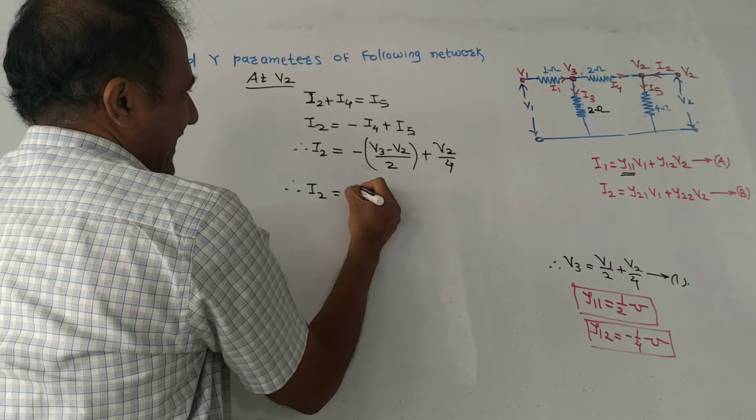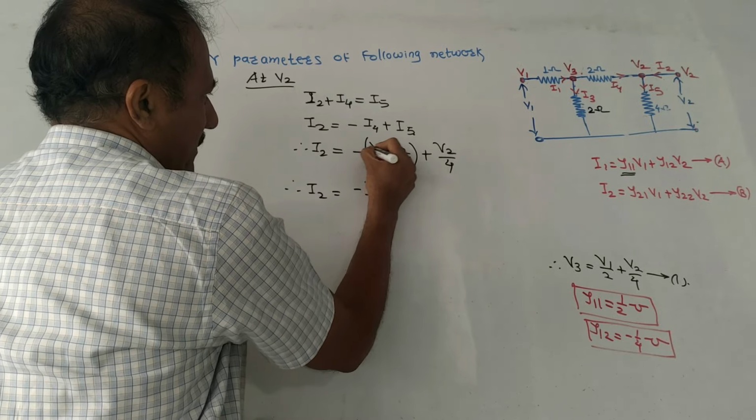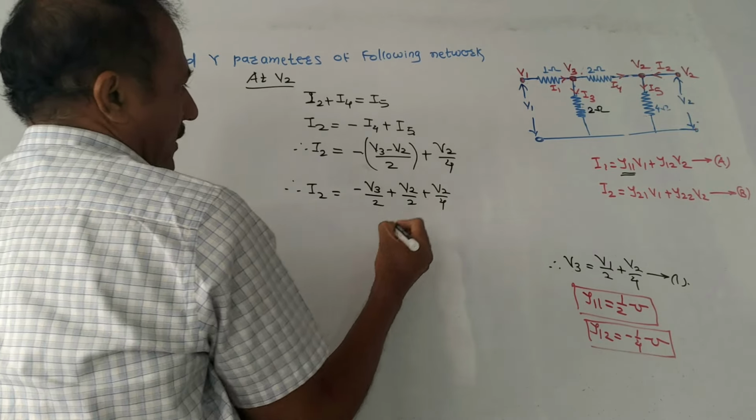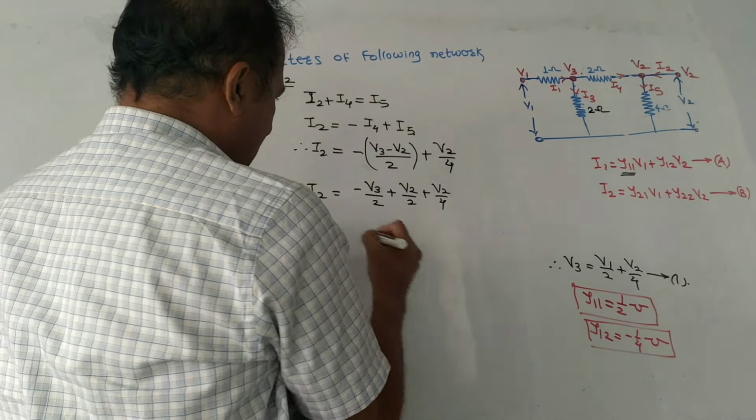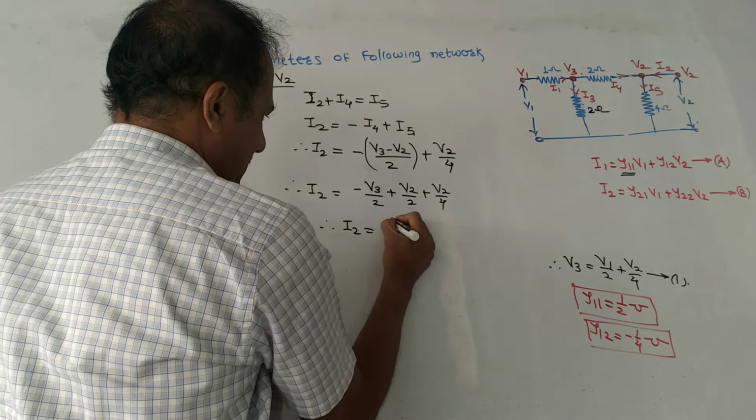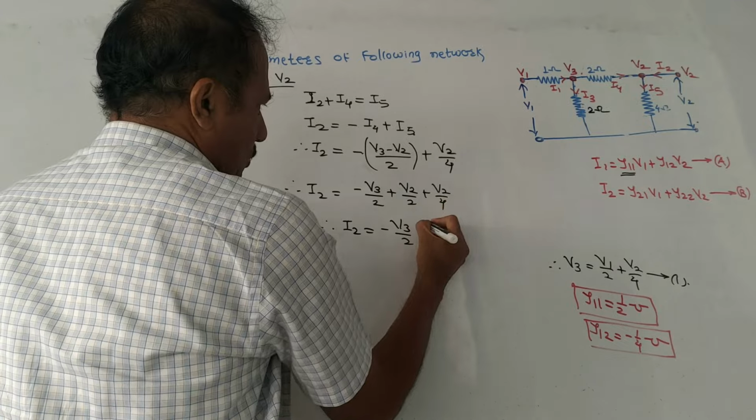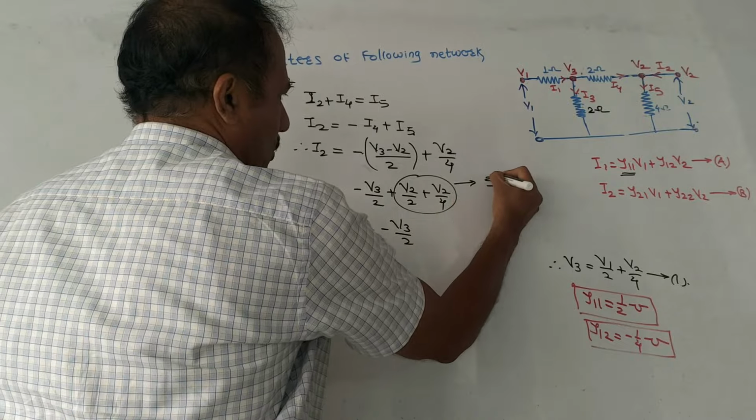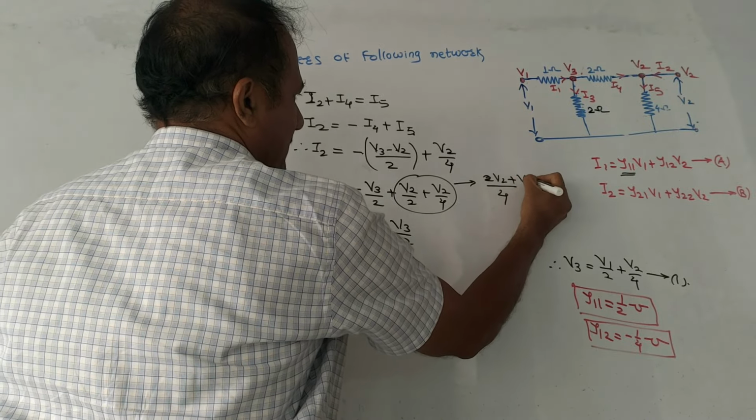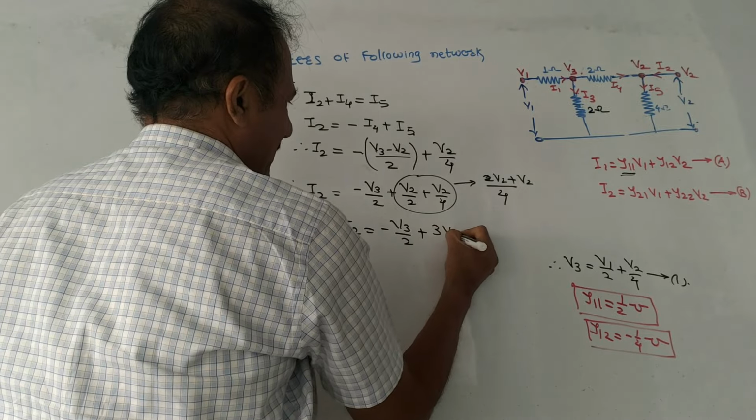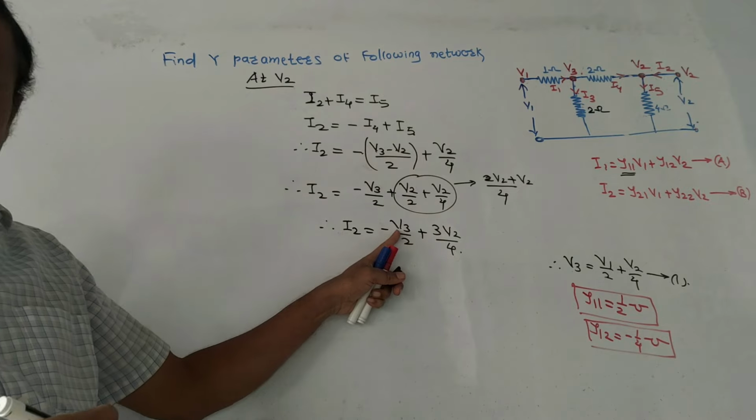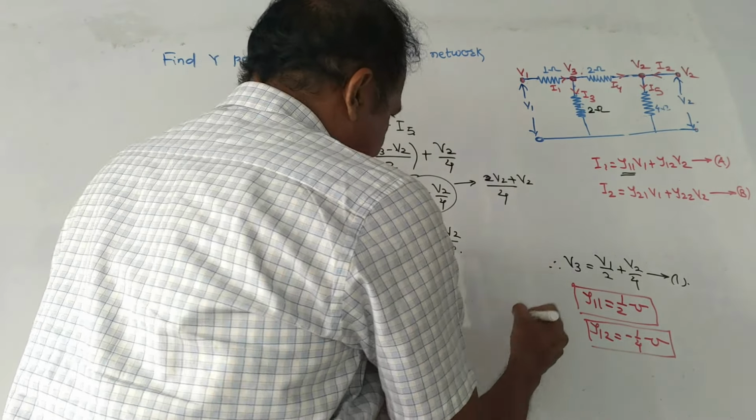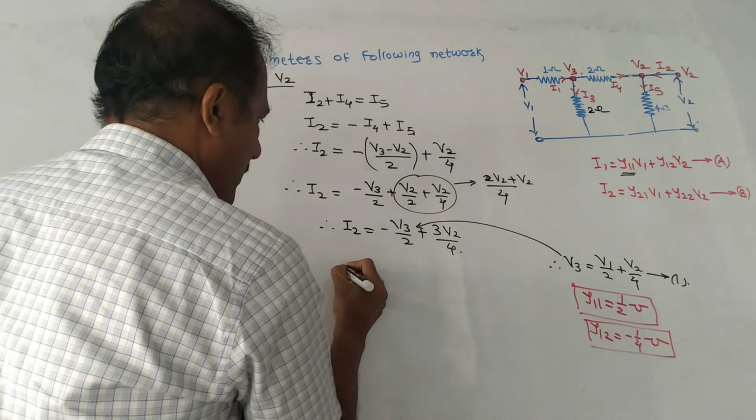Therefore I2 can be written as minus V3 upon 2. This minus minus becomes plus V2 by 2 plus V2 by 4. These two terms can be combined together. So if I combine these two terms, LCM will be 4 and this will be 2V2, this is 2V2 plus V2. So it becomes plus 3V2 by 4. But V3 is an unwanted term. We want to express in terms of V1 and V2. So put equation 1 in this equation, that is, put the value of V3 over here.